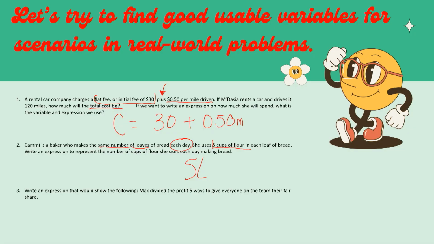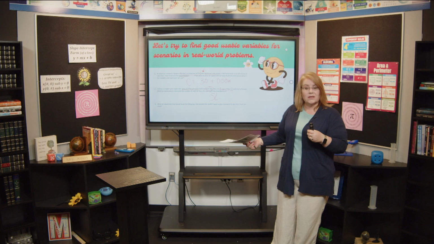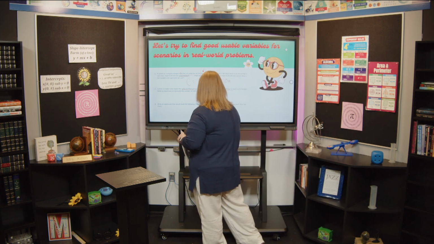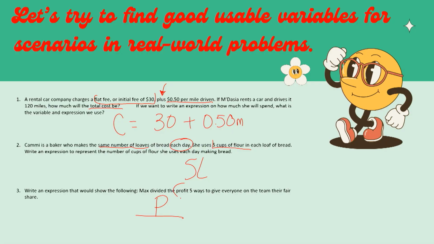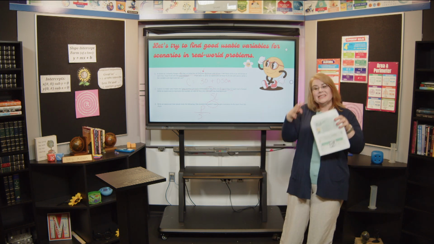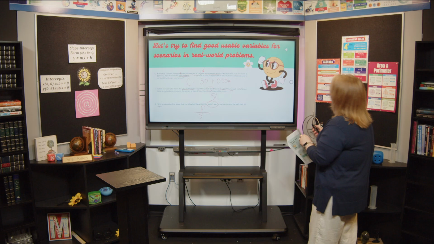Write an expression that would show the following. Max divided the profit 5 ways to give everyone on the team their fair share. So I've got profit, and what is Max doing to that profit? He's dividing it. So I'm going to take my profit, and I'm going to use P for profit, and it says that he is dividing that profit 5 ways. So that is how we're using variables that make sense in these passages. Good job. Let's look at the next one.